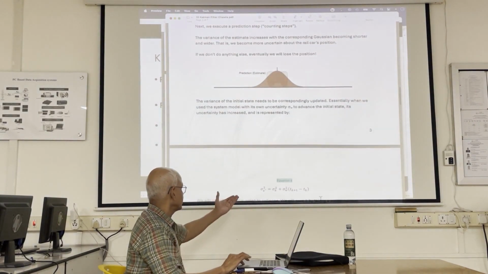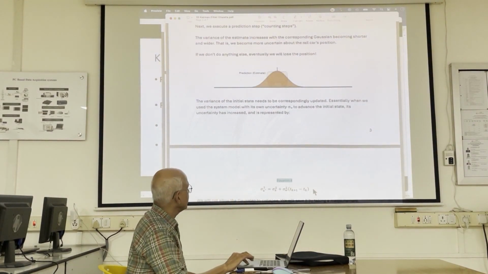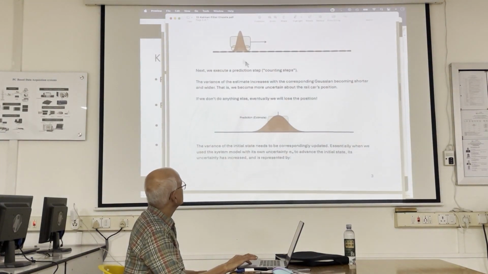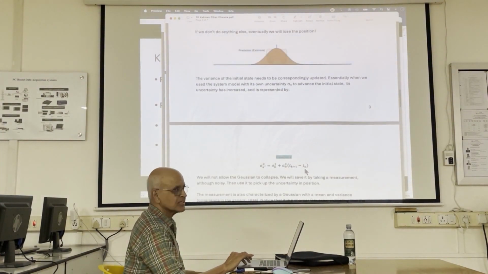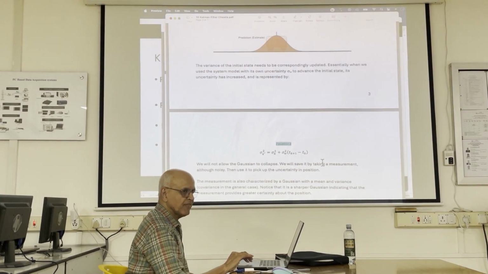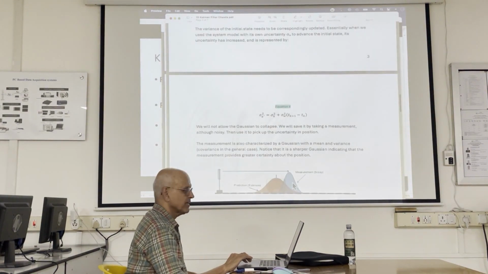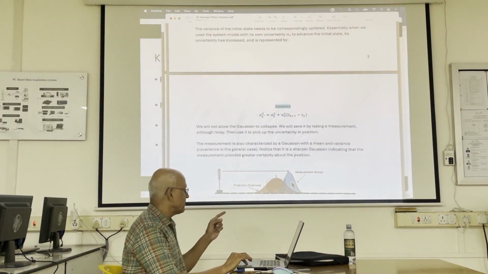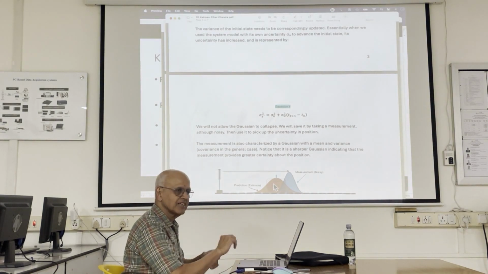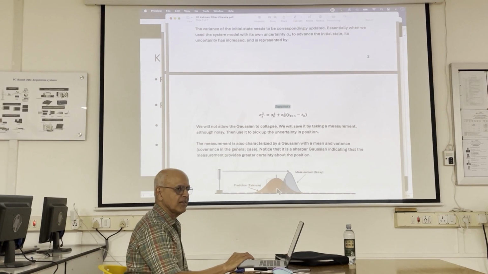Oh, there it is. I was going to go back, but I copied the equation. So it's going to get worse and worse, and that's what you're seeing here. If you compare these two, it's happening because of this equation. So you must not allow the Gaussian to collapse. And we're going to save it by taking a measurement before it collapses. There's the measurement. See, this is good, because this Gaussian should be taller than that, not the other way around, like is shown in that book. So we need this to be taller than that.